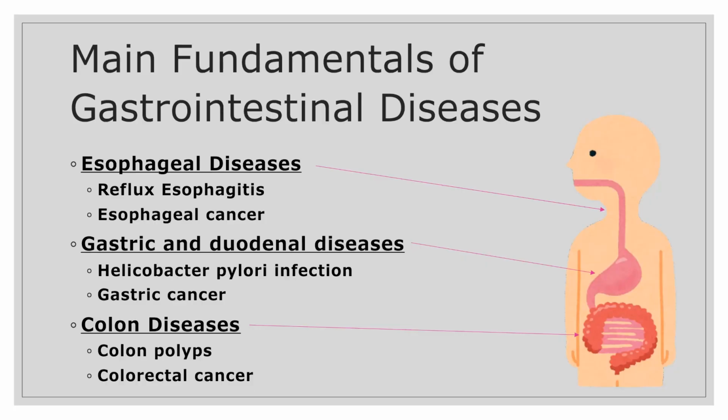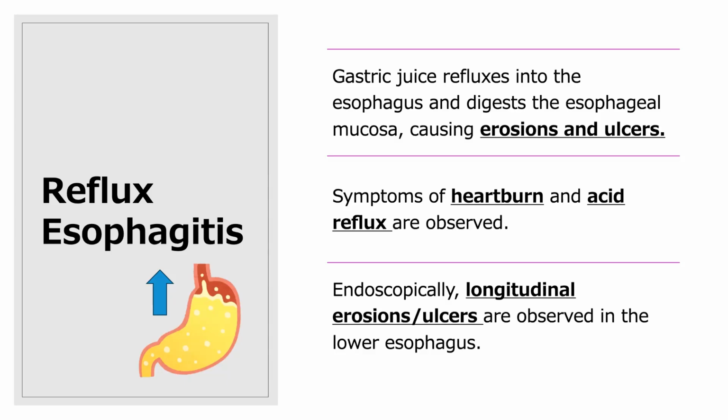Some of the most commonly known digestive disorders include these types of diseases. Reflux esophagitis is a disease of the esophagus. Gastric juice refluxes into the esophagus and digests the esophageal mucosa, causing erosions and ulcers. Symptoms of heartburn and acid reflux are observed. Endoscopic observation shows longitudinal erosions and ulcers in the lower esophagus.